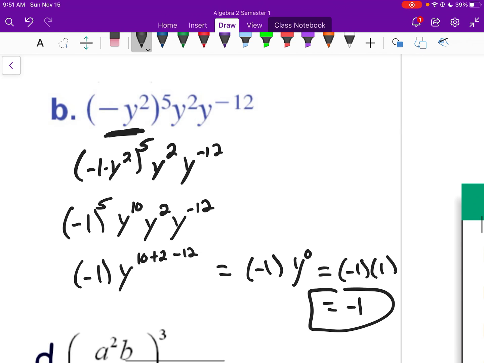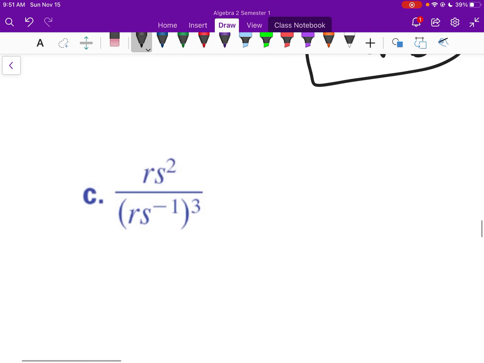for an answer of -1. Okay, a little more complicated than most others, but the big thing is just think of that as a power of a product. The -y squared, think of it as -1 times y squared. All right.